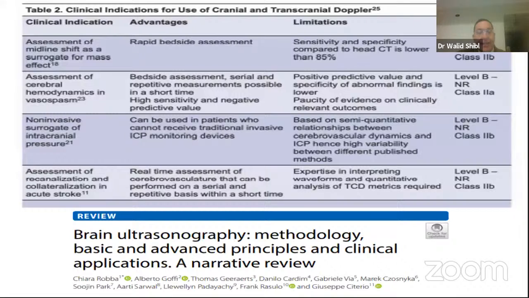This is a great review article in Intensive Care Medicine Journal, April 2019, talking about brain ultrasonography: methodology, basic and advanced principles, and the clinical application. Very great review. It talks about everything. This will be the main reference of my lecture, to talk about the evidence-based application of critical care ultrasound for assessment of the brain.